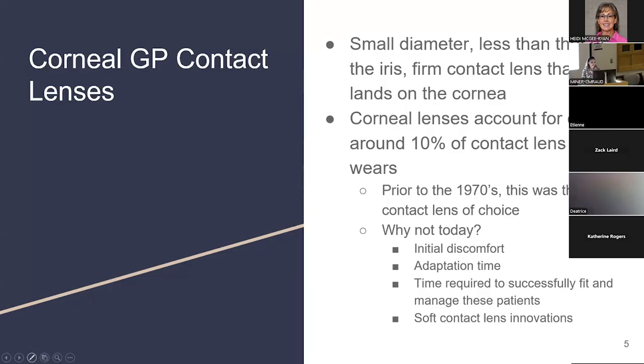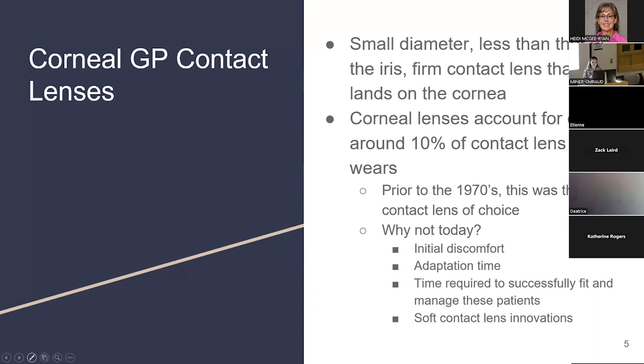There's also a significant amount of time required to successfully fit and manage these patients. There are a lot of providers within our community and across the nation that no longer offer these to patients, and we still offer them here at the Flom Eye Institute. And so I think it's important that we all realize that there's a patient base that still needs to be served that wears these lenses.